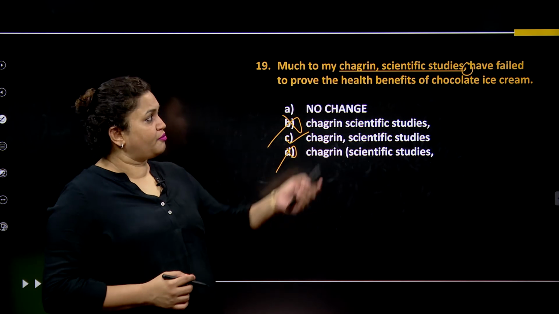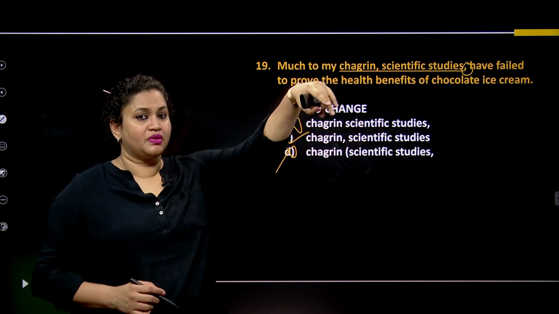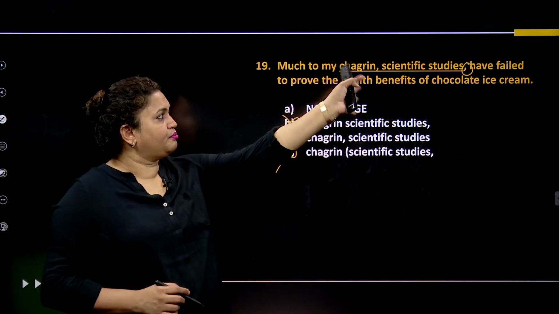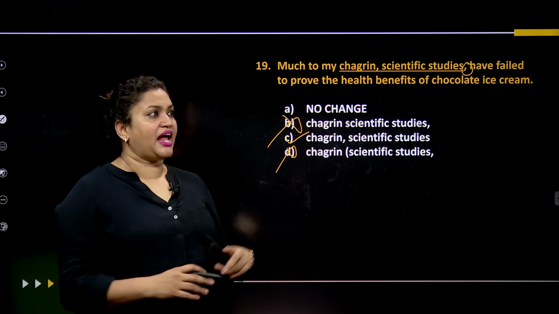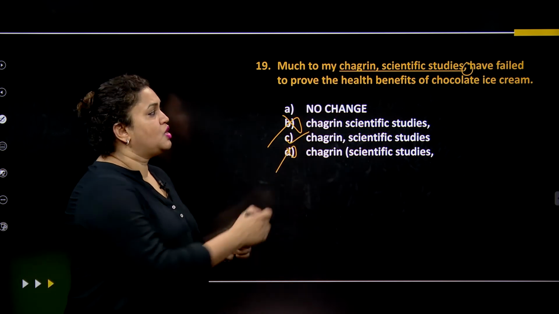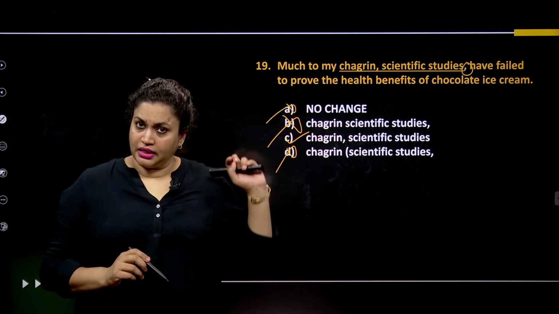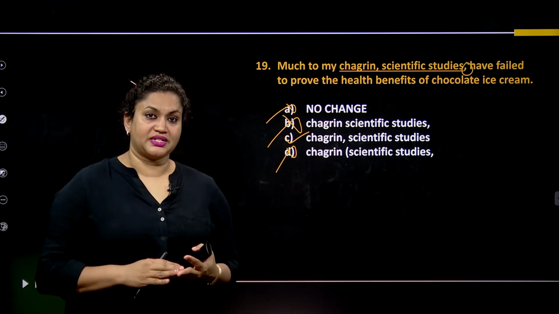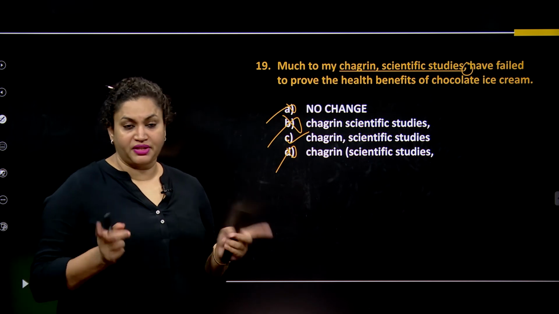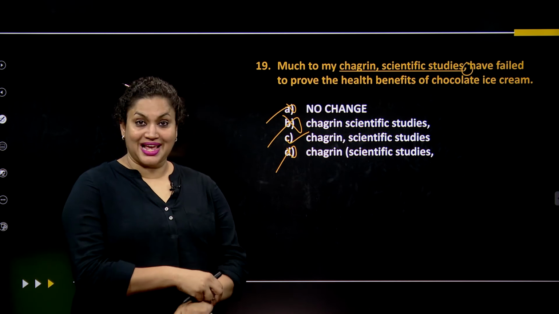No change. If you put a comma there, it means an aside. If I remove the aside, much to my chagrin have failed to prove the mental health benefits of chocolate ice cream, does not make sense. Therefore, I cannot remove scientific studies from there. No change is not an option. Therefore, C is the only option. In the whole sentence, scientific studies is a subject. So, therefore, we have to give emphasis to it. And if I remove the scientific studies between the commas, then it does not give any information. Let's go to the next topic, next question.